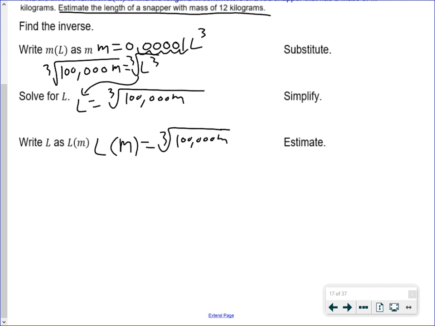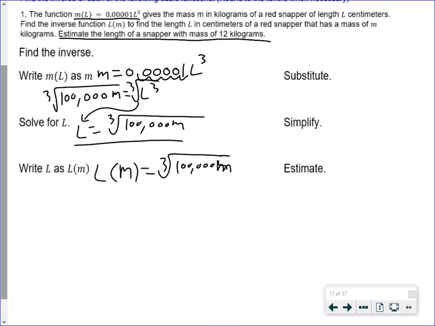And this is what I was saying before. This L function is the inverse of the M function. When you solve an equation for the other variable, that new equation that you solve for is the inverse of the previous equation. So that's what it means to find the inverse. So we figured out what our inverse function is, or in other words, what our length formula is for a red snapper. So we solve for L in terms of M.